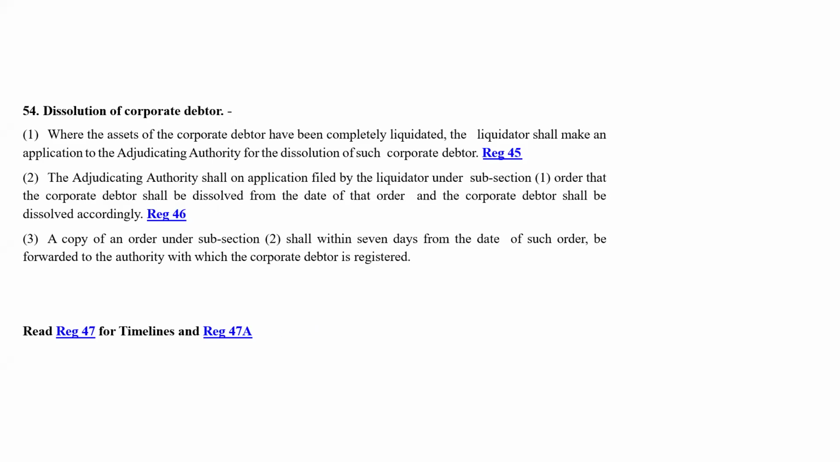Where the assets of the corporate debtor have been completely liquidated, the liquidator shall make an application to the adjudicating authority for the dissolution of such corporate debtor. Okay. The adjudicating authority shall, on application filed by the liquidator under sub-regulation 1, order that the corporate debtor shall be dissolved from the date of that order, and the corporate debtor shall be dissolved accordingly. And a copy of the order shall within 7 days from the date of such order be forwarded to the authority with which the corporate debtor is registered.